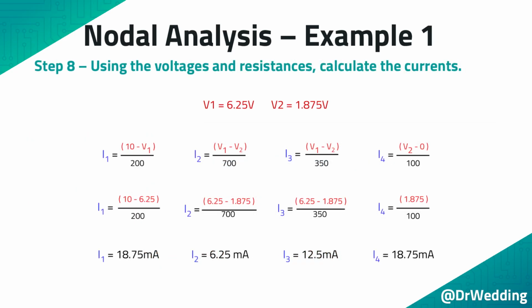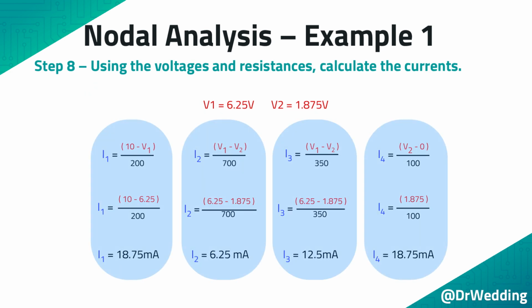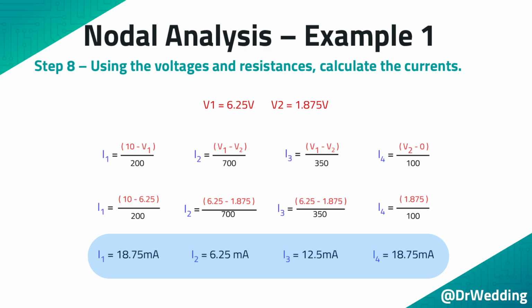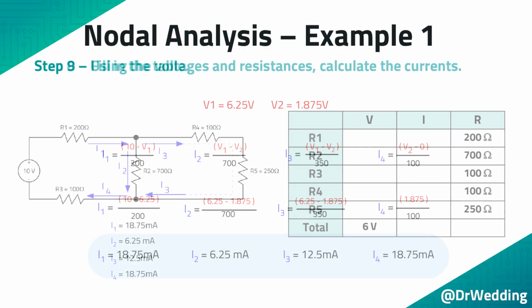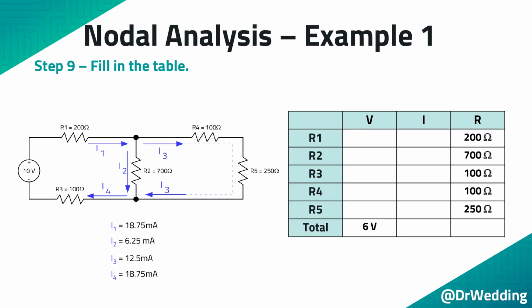Step 8. Using the voltages from Step 7 and the equations from Step 5, all of the currents can be found. The currents are shown in the bottom row. Step 9. Fill in the table. You can start with the currents that you just calculated. From your knowledge of series circuits, you can see that the current in R1, R3, and the total current are all 18.75 milliamps. The current in R2 is 6.25 milliamps.